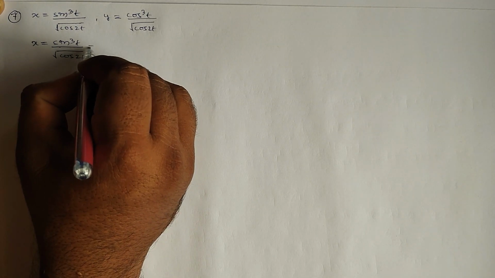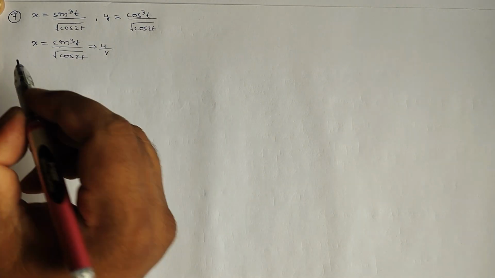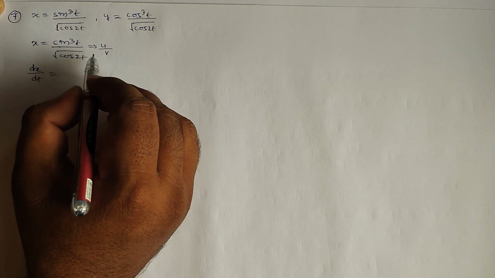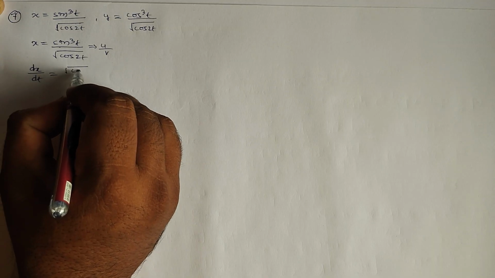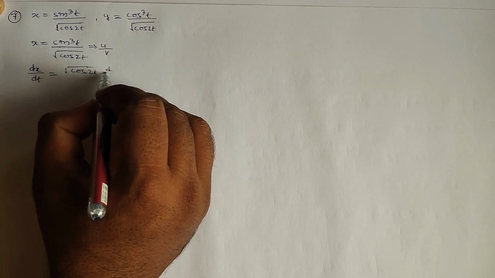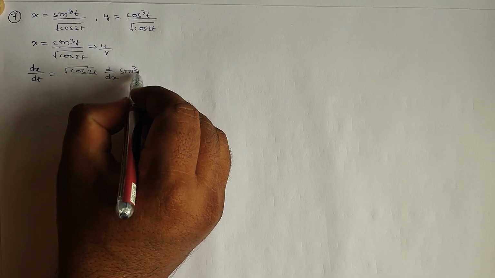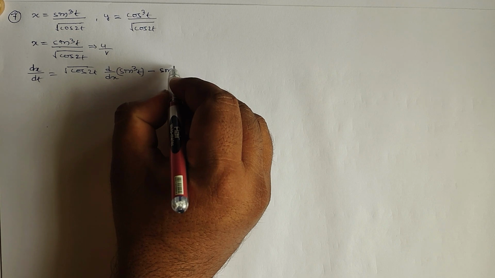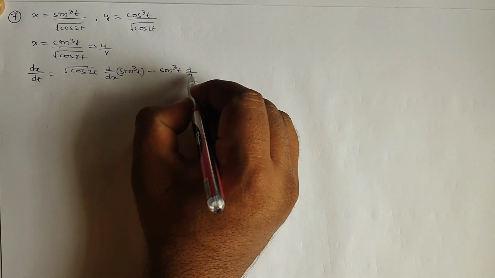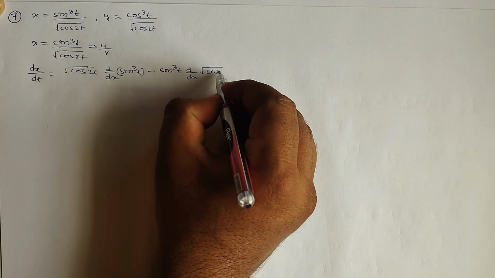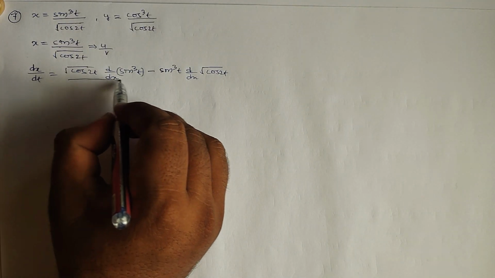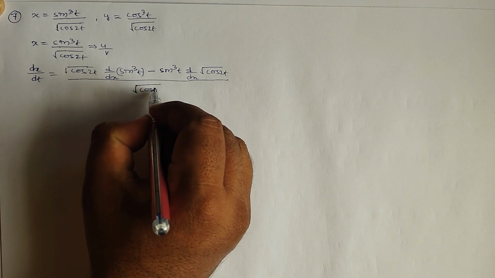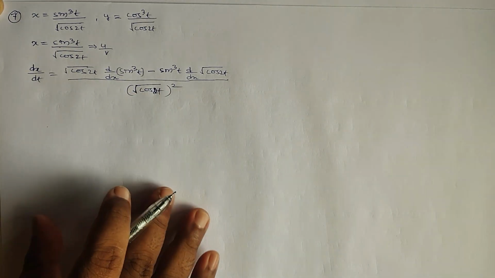Okay, now apply the u by v formula here. So with respect to t, dx by dt equals, by the u by v formula, root cos 2t as it is, and derivative of sin cube t, minus sin cube t as it is and derivative of root cos 2t, divided by v square. v square means root cos 2t whole square.